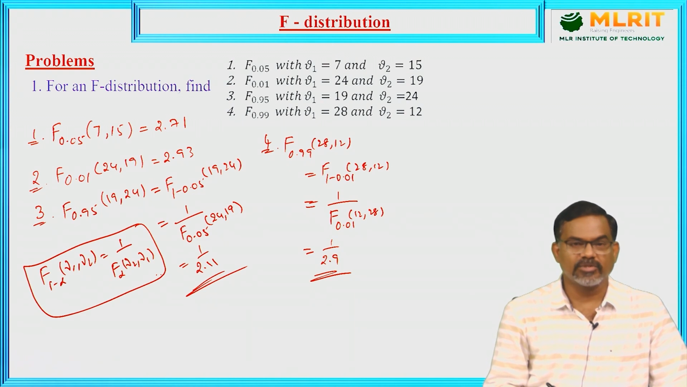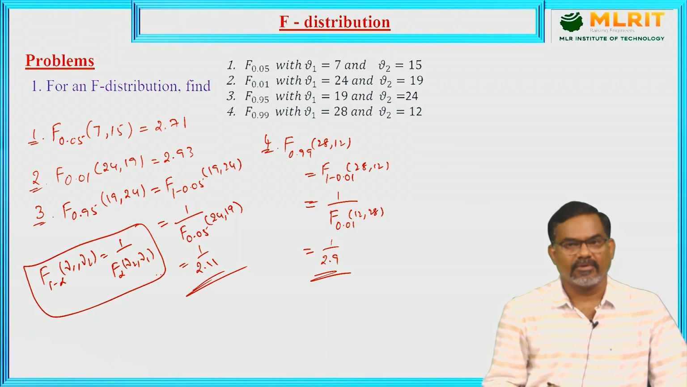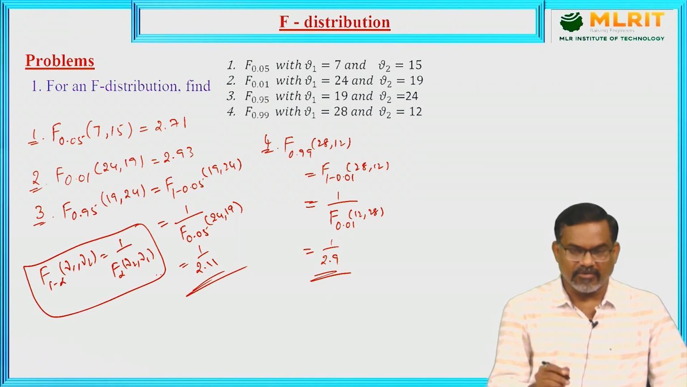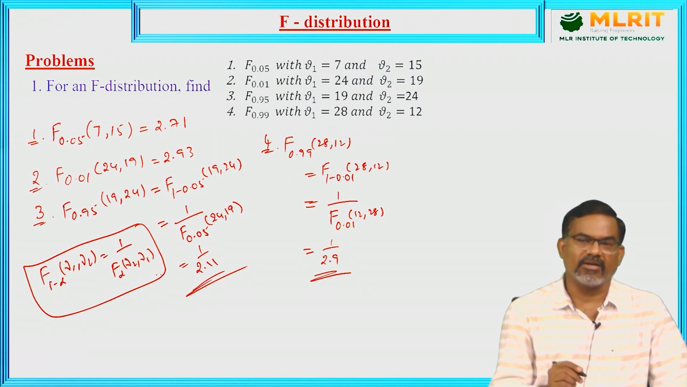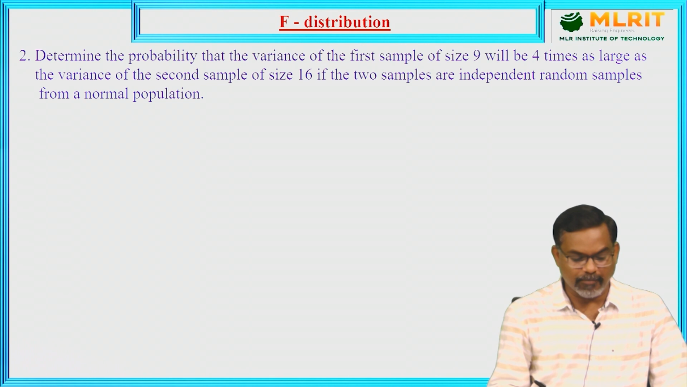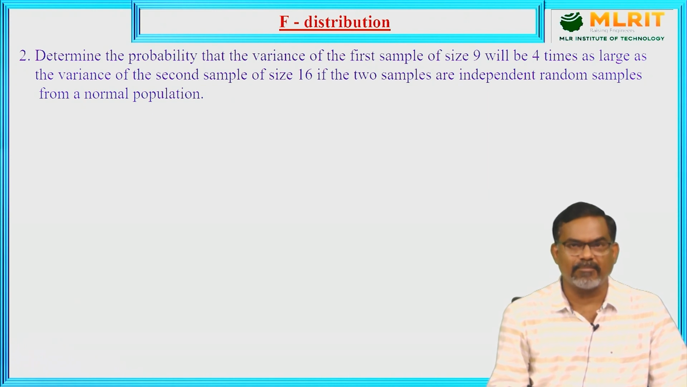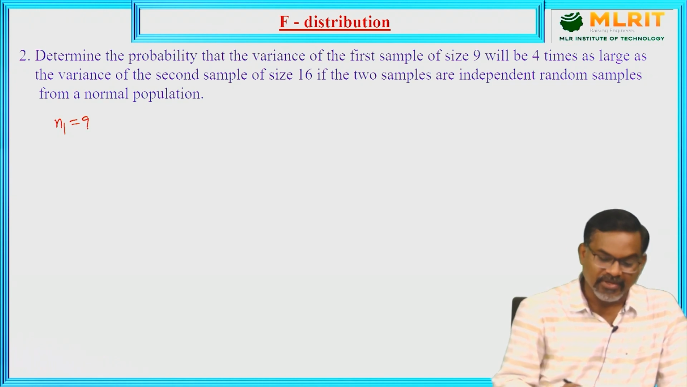So like this, using the F distribution table, we can find the value of F if alpha is given, or else, in the reverse manner, if the F value is given, we can find the area. If alpha is given, we can find the value of F also. Let us solve one more problem.